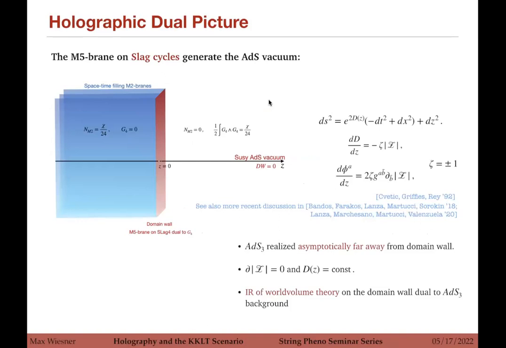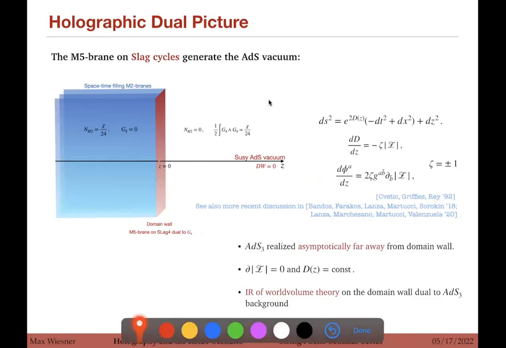With what I mean, essentially, we have a domain wall. To the left, we either have just space-time filling M2 branes or nothing. And then to the right, asymptotically, we would asymptote to the supersymmetric AdS vacuum. These are essentially the BPS conditions that were already written down in '92 by Cvetic et al.